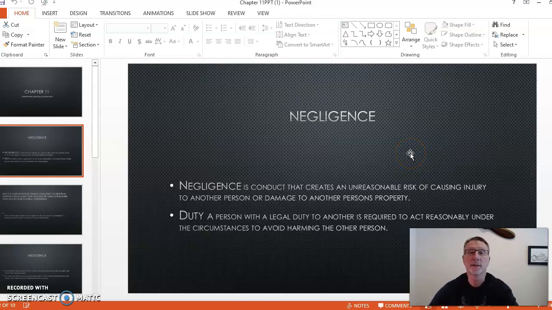As you look on the slide here, it says duty. Duty is that a person with a legal duty to another is required to act reasonably under the circumstances to avoid harming the other person. So again, we get into that legal term that's always a little bit shaky when we talk about what's reasonable and what's not, and oftentimes is why these cases end up in court, because what one person's definition of reasonable may be very different than another's. And so oftentimes we have to have a judge make that decision for us.